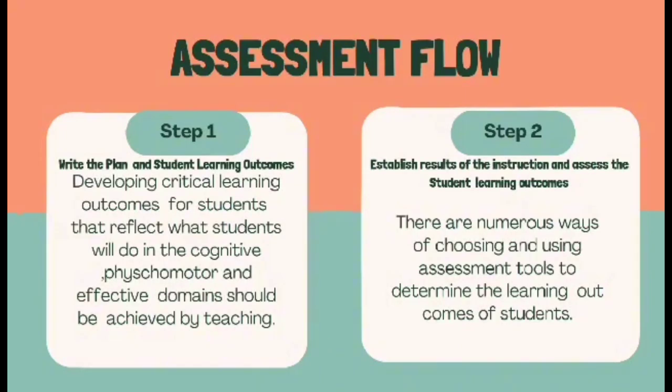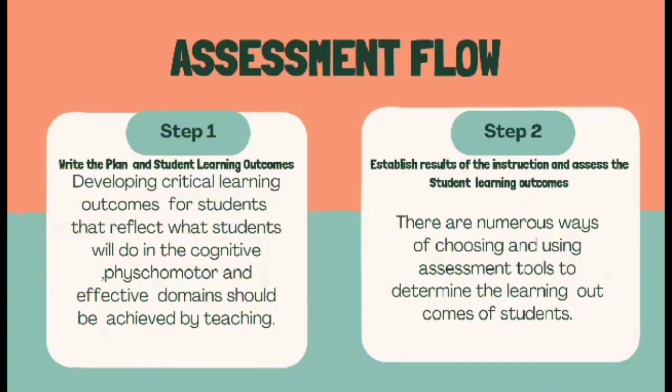Dumako naman tayo sa first step, students' learning outcomes. Number 1 is write the plan and student learning outcomes. Developing critical learning outcomes for students that reflect what students will do in the cognitive, psychomotor, and affective domain should be achieved by teaching. Ibig sabihin na mga estudyante natin ay may mga matututunan sa ating itinuturo before preparing of learning outcomes.